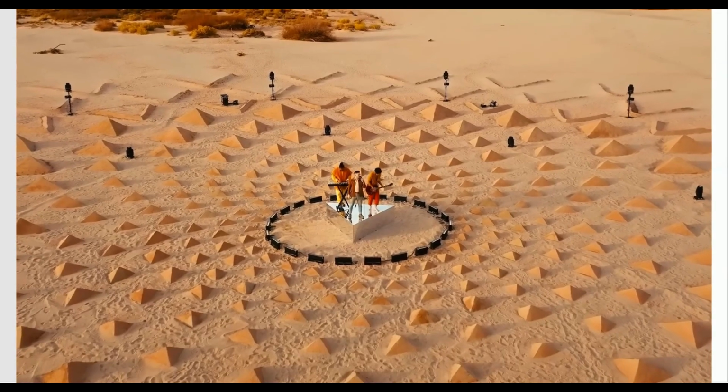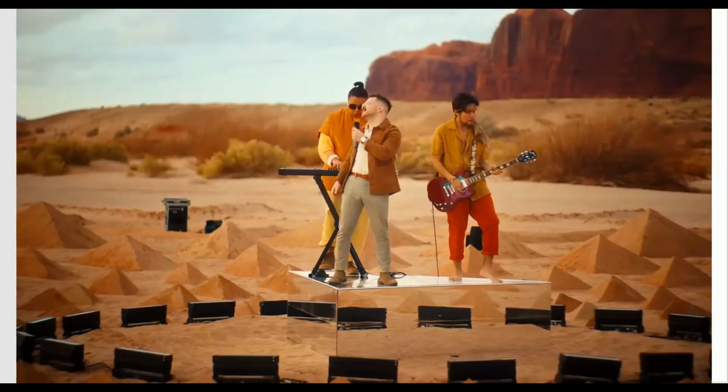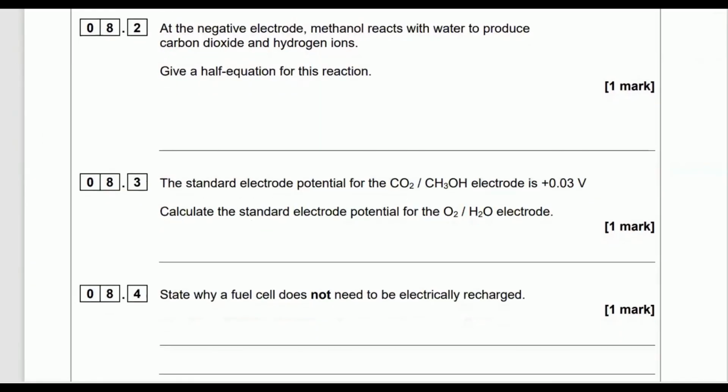All right, let's move on. Right, 8.2. At the negative electrode, methanol reacts with water to produce carbon dioxide and hydrogen ions.